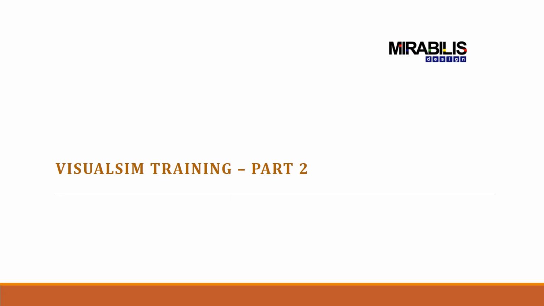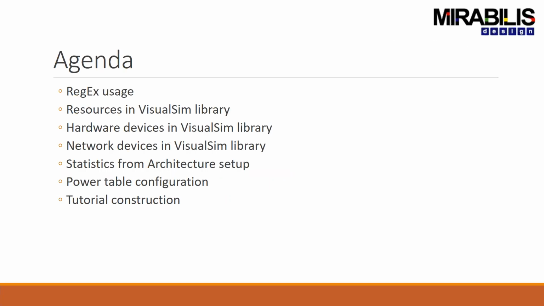So let's get started. In this training session, we are going to discuss these sections. First, I will explain the regexes in VisualSim, the key regexes that we use very often, and how to use them in an expression list or a script block. Then I will list out the resources, the purpose of the resources, and applications like that. I will also try to cover the main concepts regarding this.